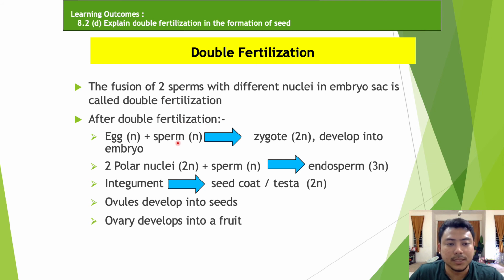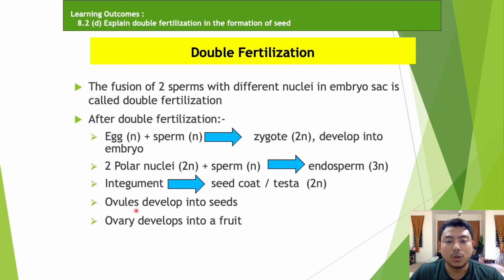After double fertilization, we have the egg plus sperm. Egg which is haploid plus sperm which is haploid becomes the zygote, 2N. This one will develop into embryo. Okay, after embryo, then it will become the organism. The two polar nuclei which is 2N becomes fertilized with sperm. This one will become endosperm with 3N. And then we have the integument, which will become the seed coat or testa. This is also 2N. Ovules will develop into seeds and ovary will develop into fruit.